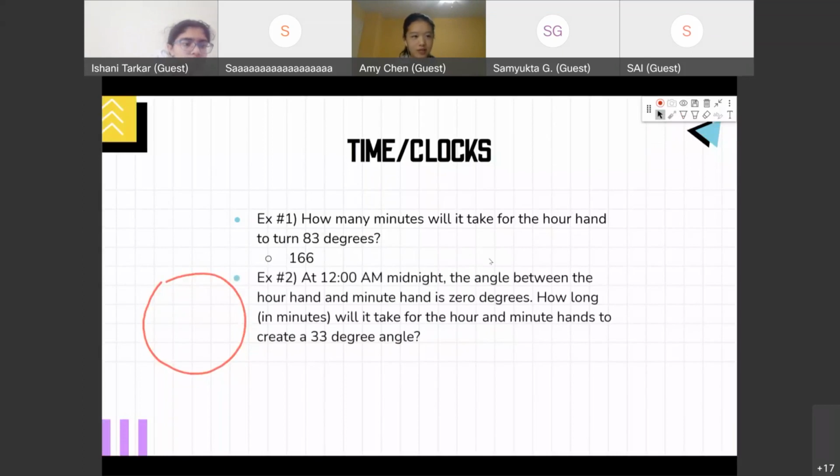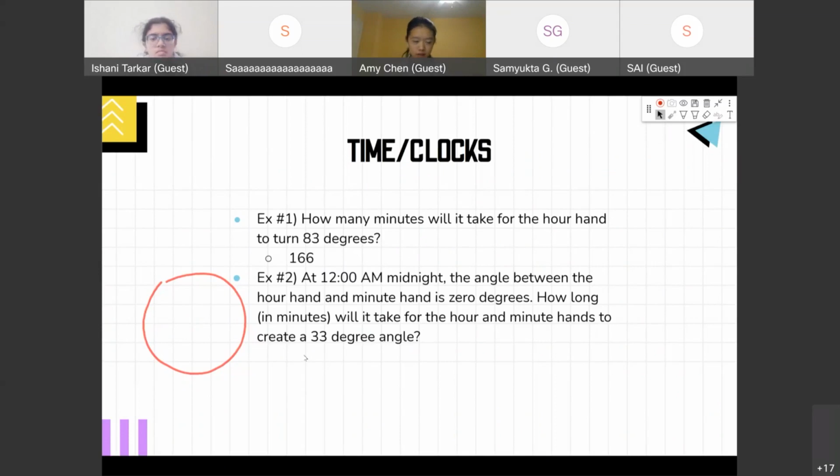All right, second example. At 12 a.m. midnight, the angle between the hour and minute hand is 0 degrees because they're on top of each other. So how long in minutes would it take for the hour and minute hands to create a 33-degree angle?